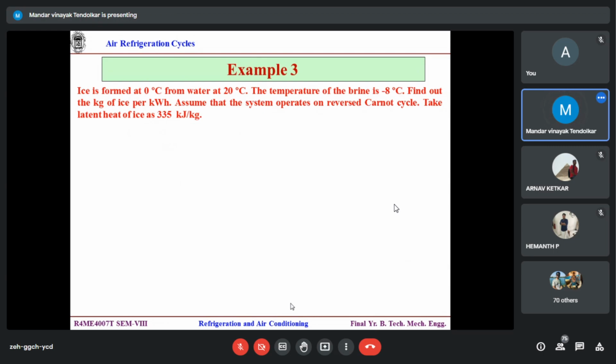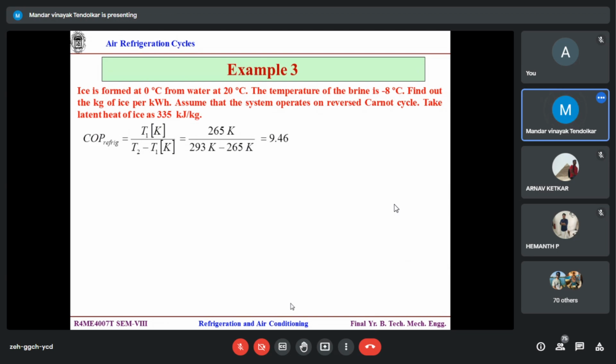I will show you. The temperature of the brine is minus 8 degrees Celsius. So this is the lowest temperature. Find out the kg of ice per kilowatt hour. The unit is to be observed, kilowatt hour. Assume that the system operates on a reverse Carnot cycle and take latent heat as 335. I will never give this in the paper. All these values must be known to you. For air and water, these are very standard values you are supposed to know. So let us try to deal with this.